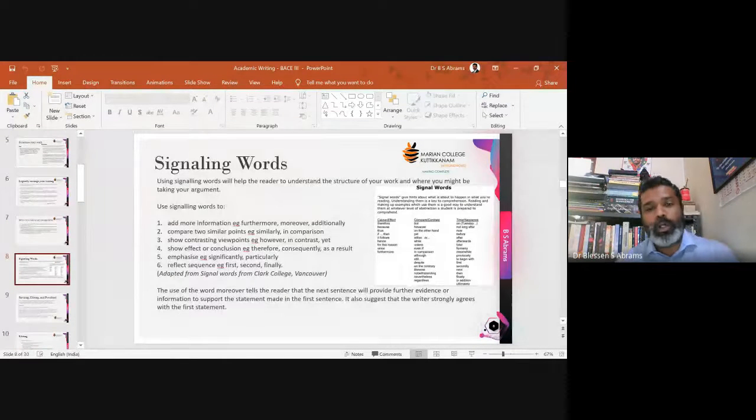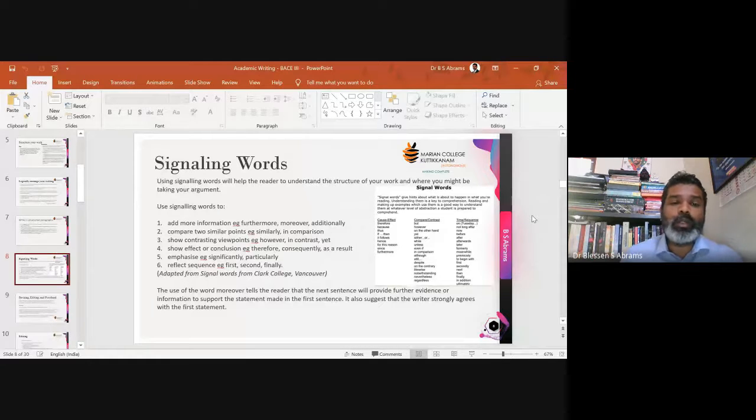Using signaling words will help the reader to understand the structure of your work and where you might be taking your argument. So you know these signal words, or discourse markers, or interconnectors, or interlinkers. For adding more information, you have words like furthermore, moreover, additionally, in addition to what I have pointed out above, notwithstanding, and things like that. If you want to add more information: furthermore, moreover, in the meanwhile, additionally, in addition to. There are a lot of signal words for adding more information.